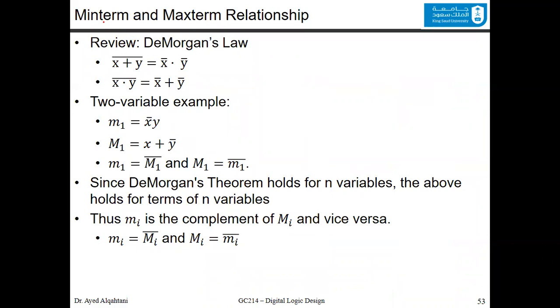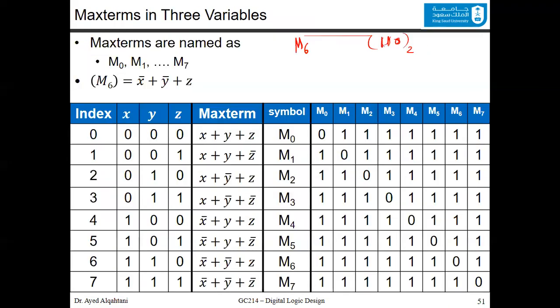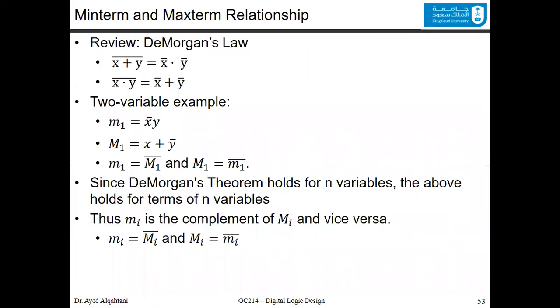Now we will check the relationship between the min term and the max term. You can notice up to this point that the sum of min terms and the product of max terms are just an organized way of representing the Boolean equations. So we have the sum of min terms, and we have the product of max terms, or it's the opposite way.